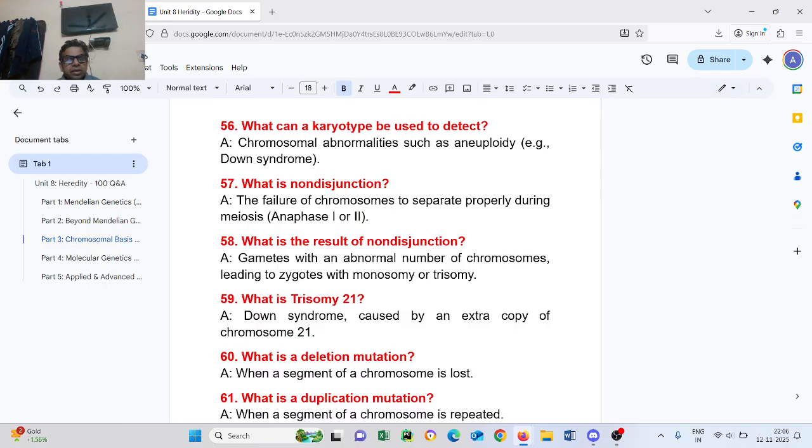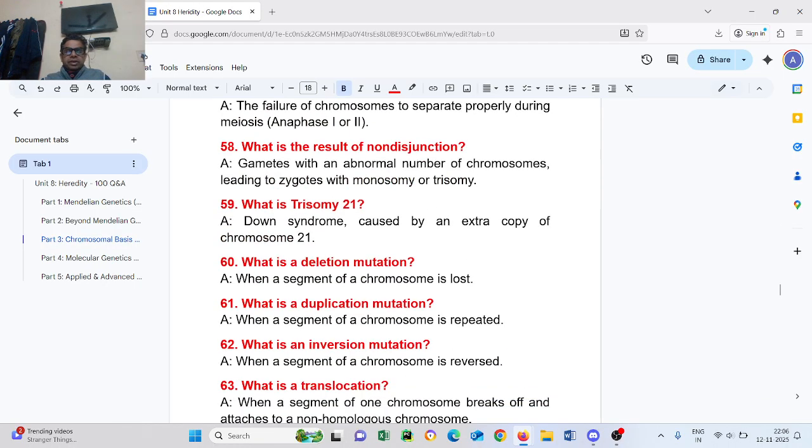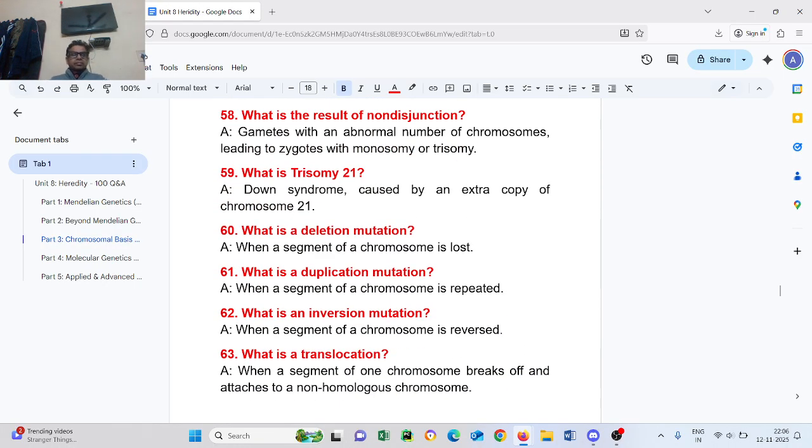Question number 60. What is a deletion mutation? When a segment of a chromosome is lost, it is called a deletion mutation. Question number 61. What is a duplication mutation? When a segment of a chromosome is repeated. What is an inversion mutation? When a segment of a chromosome is reversed.